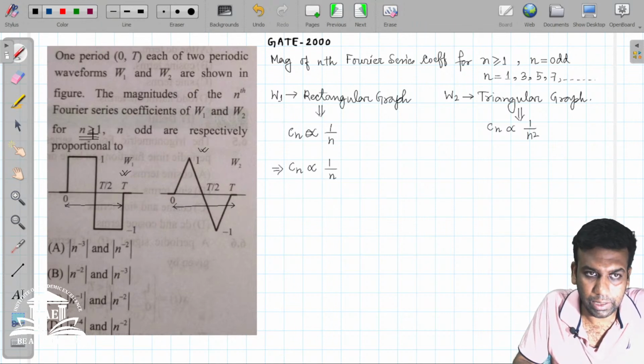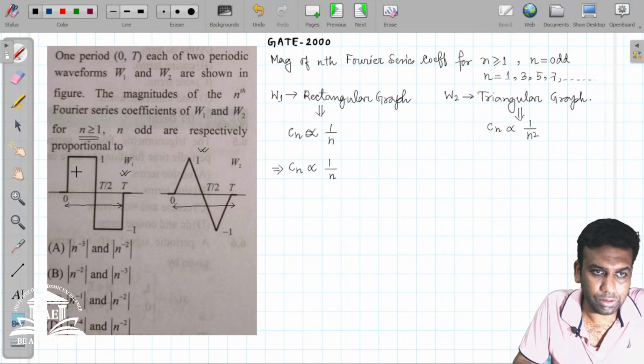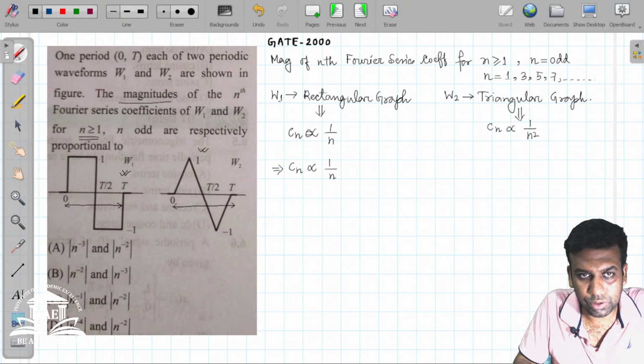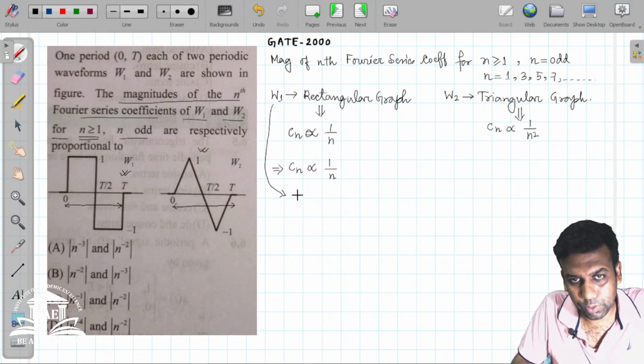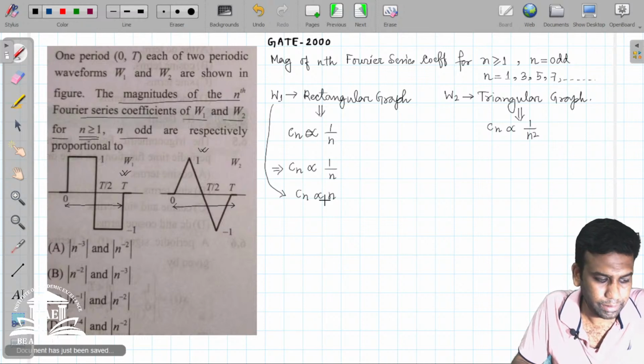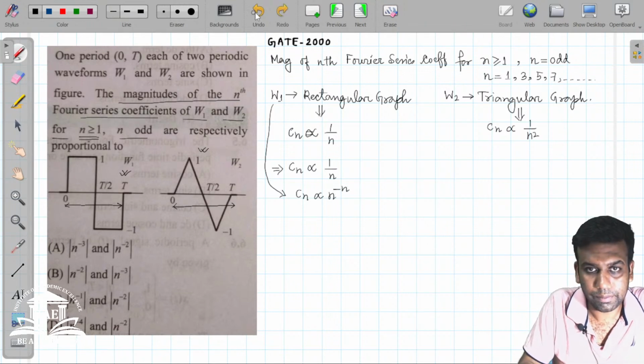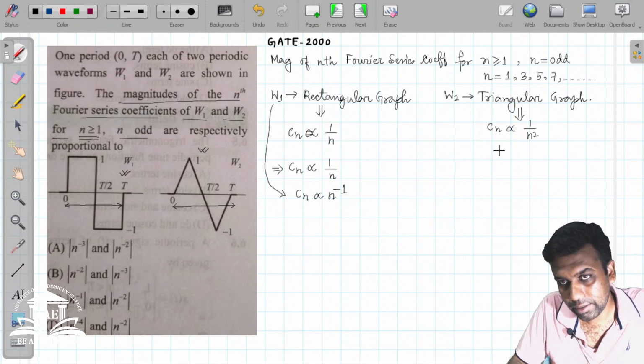So for n greater than or equal to 1, what we can say? The magnitudes of the nth Fourier coefficient of W1 and W2 for n greater than or equal to 1 and n odd are respectively proportional to what? So for the rectangular graph, that means for the W1 graph, Cn will be proportional to n to the power minus 1. So hopefully you can see that n to the power minus 1. Okay. And here Cn will be proportional to n to the power minus 2.